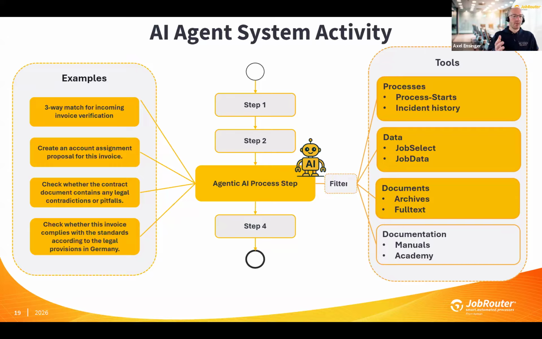But the same thing could be create an account assignment proposal for this invoice, to get the right accounts for the invoice, for the booking later. Or you would like to check contract documentations if there is any legal contradictions or pitfalls in it for a document that is maybe already in the archive or as an attachment on the process. And other questions also can be raised here, and other tasks can be defined for this agent.